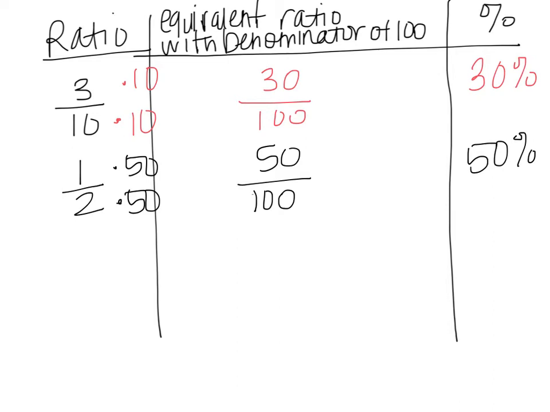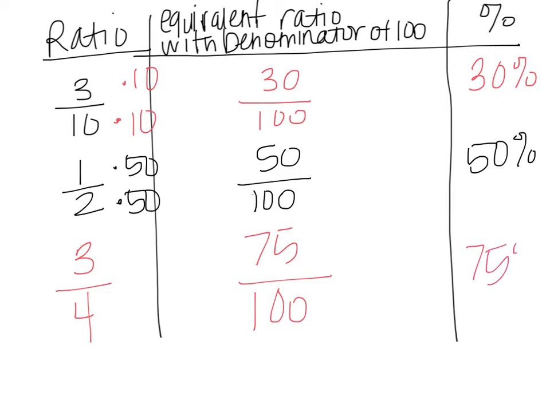So try this last one on your own. What if I give you 3/4? What would your equivalent ratio be? You should have had 75 over 100, which is then 75%.